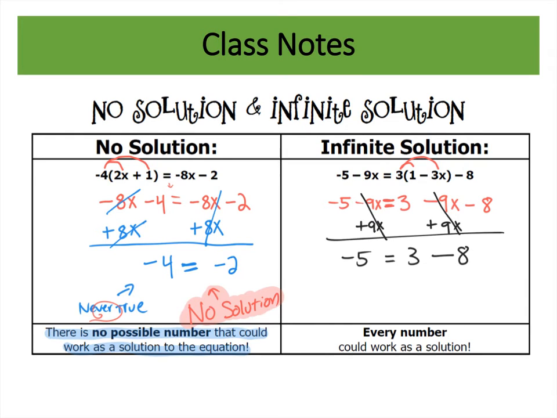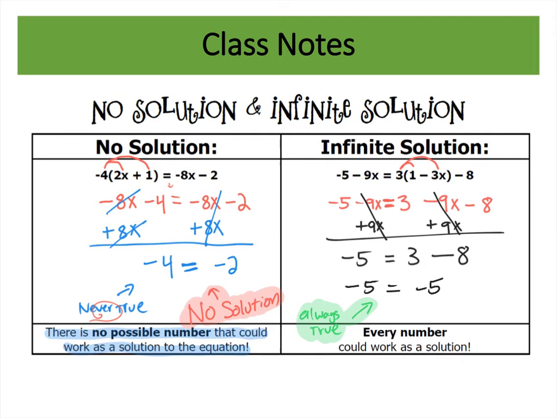Oh, 3 minus 8, well, we can simplify that. Negative 5 equals negative 5. This statement is always true. And I want to highlight that this is an always true statement. Or maybe I should have highlighted it in green. I'll undo that. I'll highlight it in green. This statement is always true, right there.